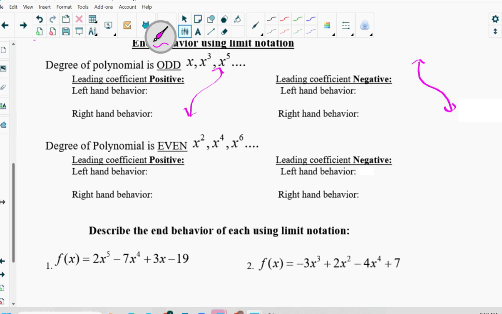All right, even and positive leading coefficient. That's just an upward facing parabola. Both ends go the same direction. They're both going up when it's positive. What about when that leading coefficient is negative and it's even, down? Okay, all right. So this you know, right? We are familiar with this stuff. Okay. So let's look.